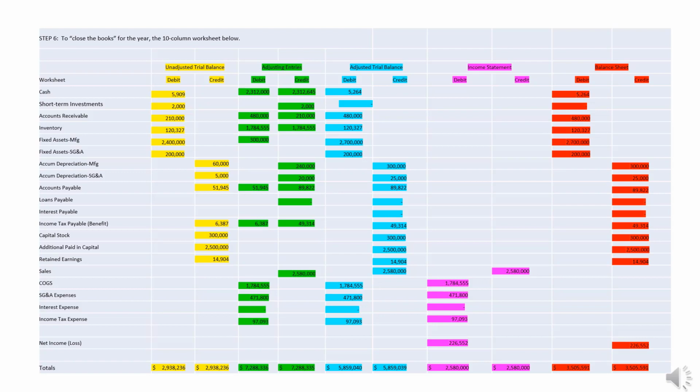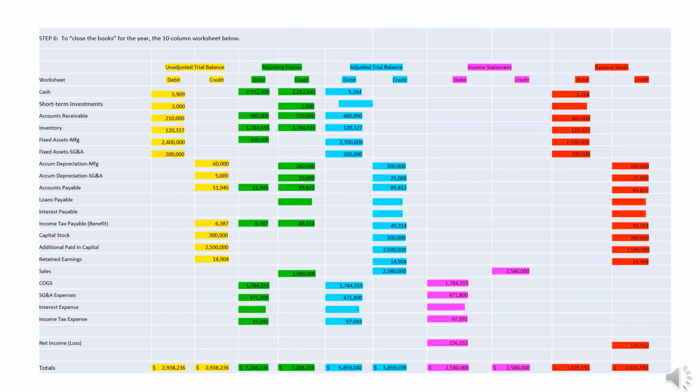For example, the sales had no money in the account. Well, we know that we had $2.5 million worth of sales, so we're going to post that into the credit side of the adjusting entries. It carries forward to the adjusted trial balance because I'm going to take the credit here plus any changes over here, and that equals my credit balance here.